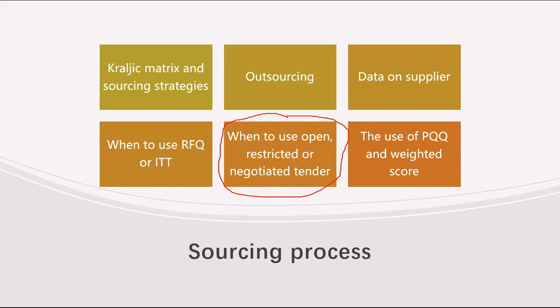And based on those features, we have some questions. SIP offers some questions on when to use open, restricted, or negotiated tender. For example, they give you some scenario and ask you which type of tender is the most appropriate, or they ask you some scenario where the character is using open or restricted tendering, and they ask you whether that action is correct or appropriate.